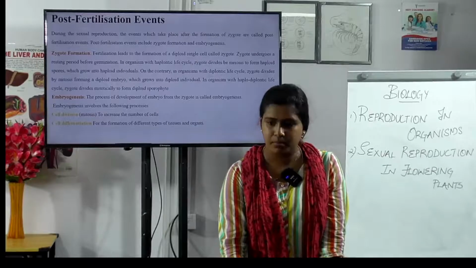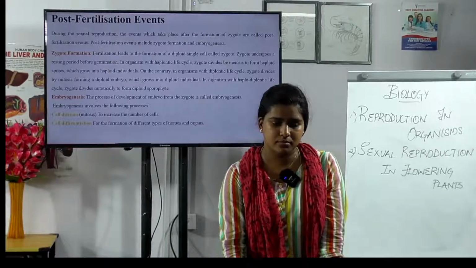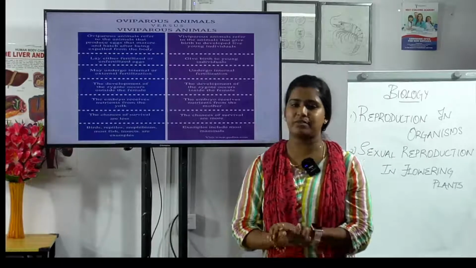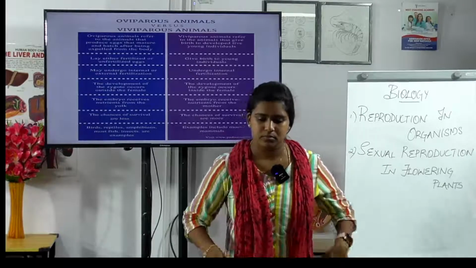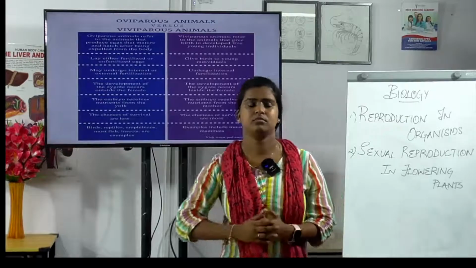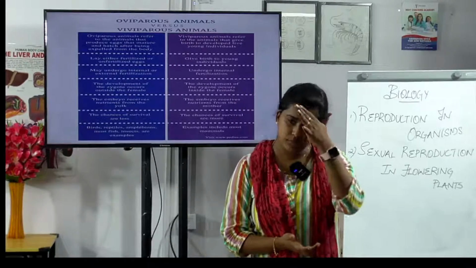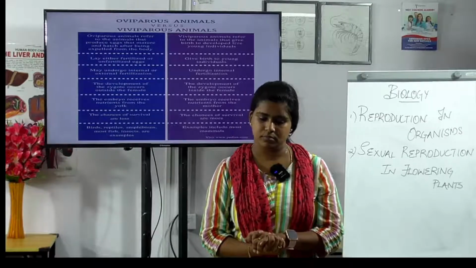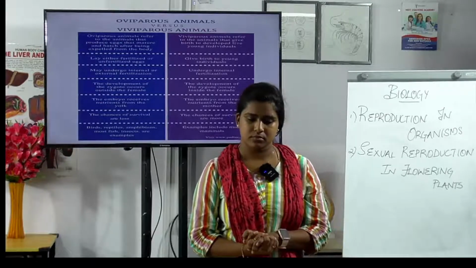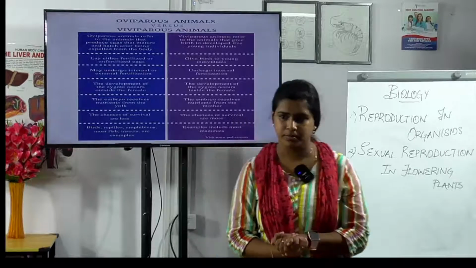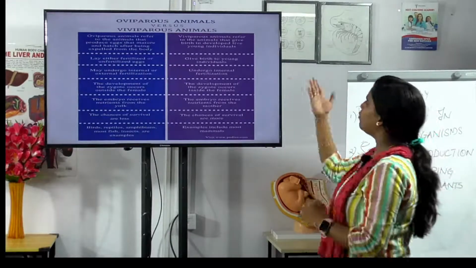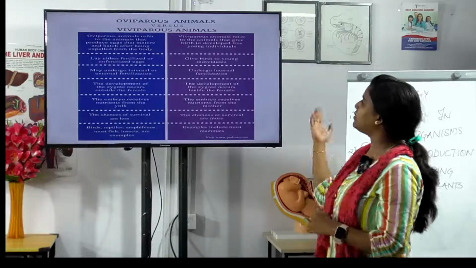Now let us see what oviparous and viviparous animals are. Egg-laying animals are oviparous. We'll see the difference between them. Oviparous animals produce eggs and they hatch after maturation.